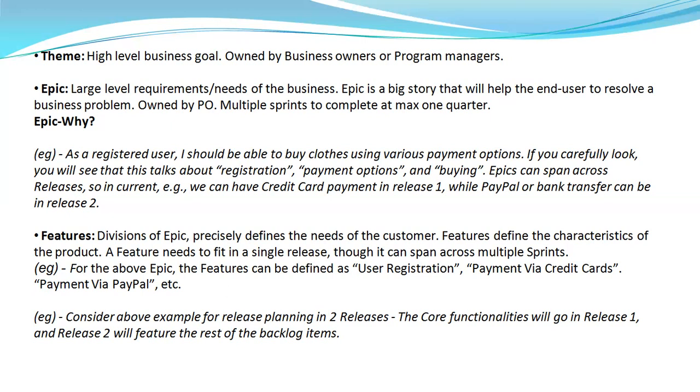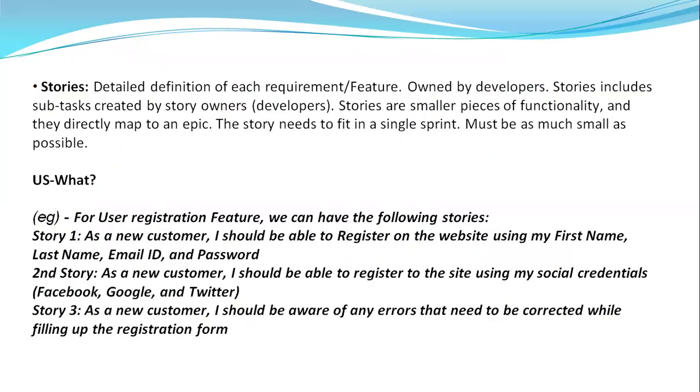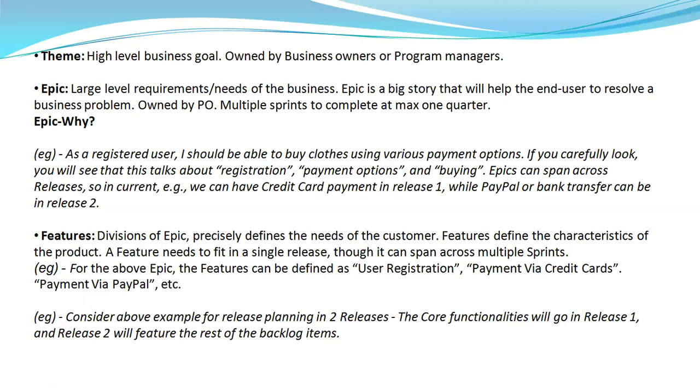Okay, let us see an example here. You can see here we saw an epic, right? As a registered user, I should be able to buy clothes using various payment options, but they didn't mention what the payment options are, right? So the feature will be even more precise, and it will tell user registration, payment via credit cards and payment via PayPal is what they are expecting. Okay. You are able to understand, right? Why are they dividing the epic into features? Because this will give more clarity. And then further, this feature they will divide into user stories.